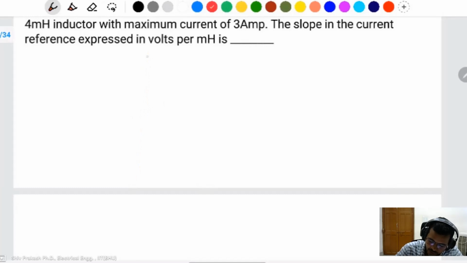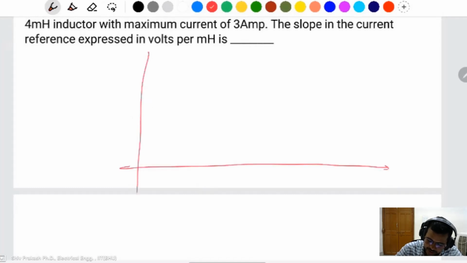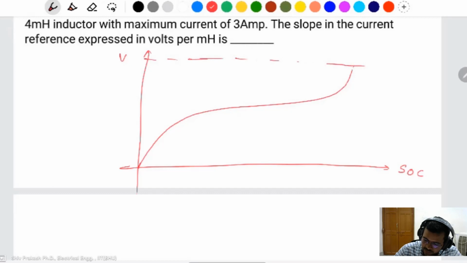Suppose you have a battery. If you draw a characteristic of voltage versus SOC, from 100% SOC to zero SOC, the profile looks like that. It will be at 100% here, and at 0% here.